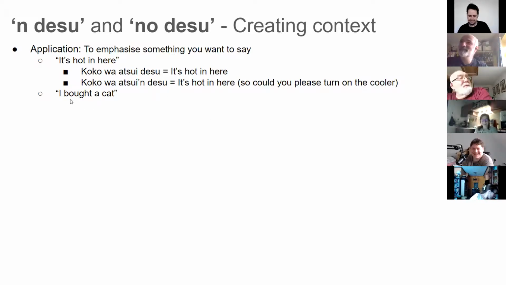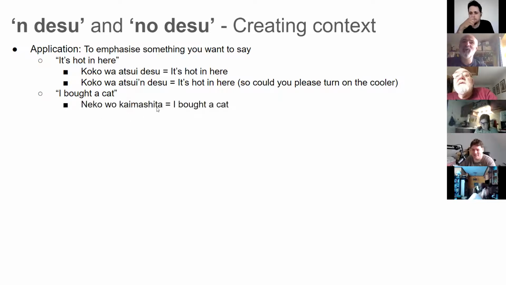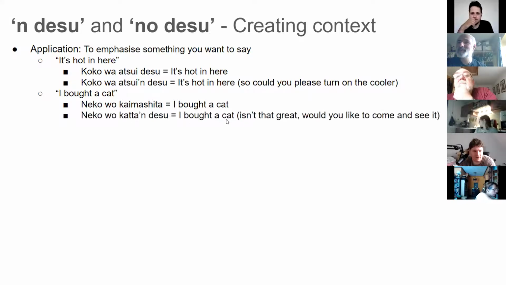Okay, so similarly with something like I bought a cat, if you just said "Neko o kaimashita," this is a real statement of fact. I bought a cat. And then the other person would say, "Oh, I bought a car." There's no context setting here. But if you say "neko katan desu," this means I bought a cat. Isn't that great? Would you like to come and see it? I love cats, don't you? It's giving some kind of context.